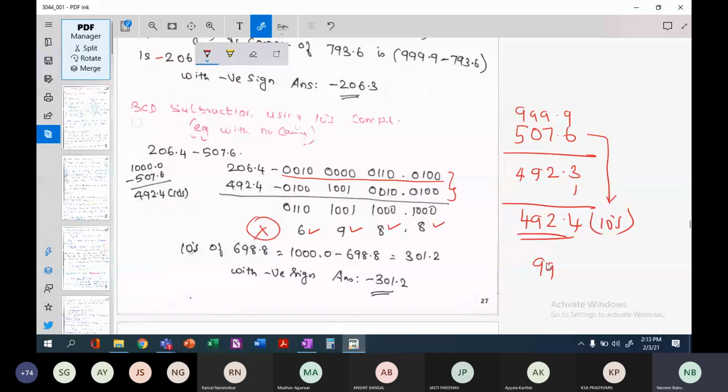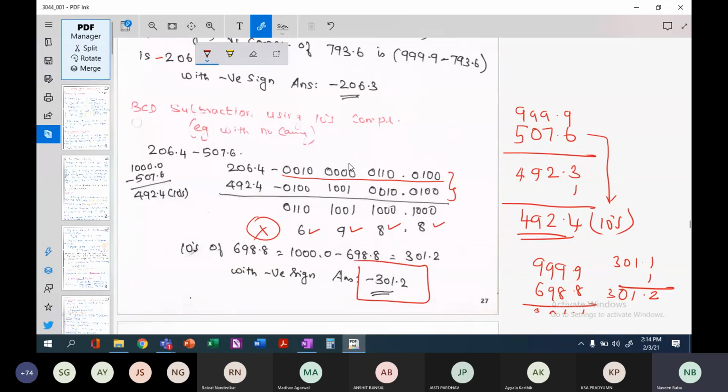So 9 minus 8 is 1, 1, 0, and then this becomes 3. So it is 301.1. You add one more to it because it is 9's complement plus 1. So this is 2, 1, 0, 301.2, and you add minus to it. So the answer is minus 301.2. This is BCD subtraction using tens complement with no carry. Any doubt till this?